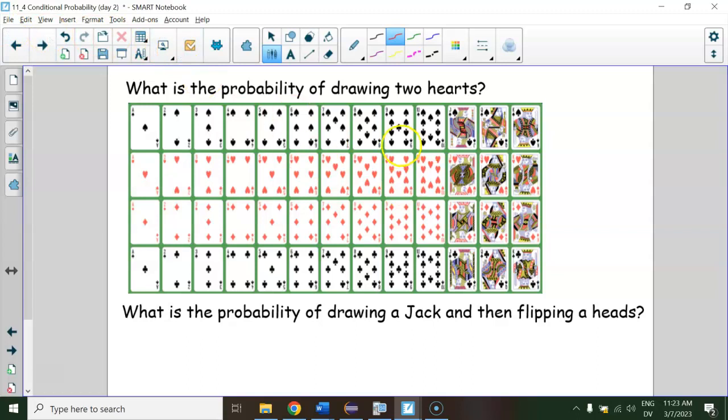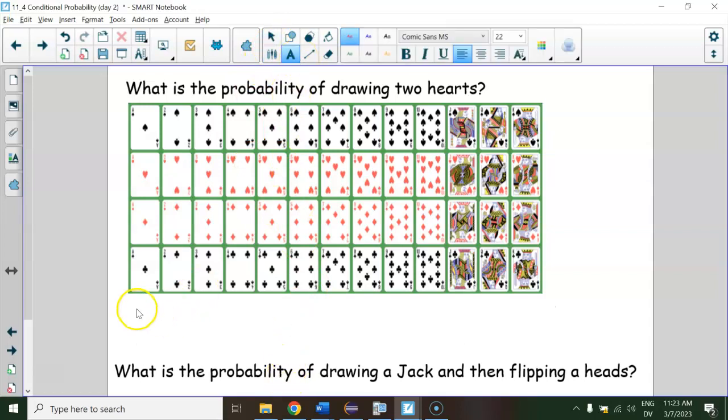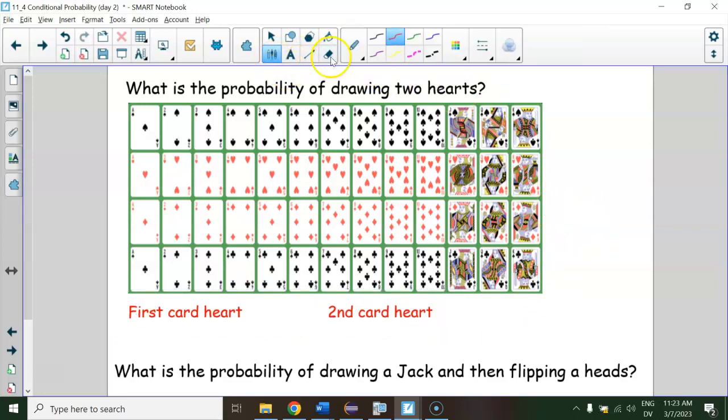So it's kind of a similar idea with two hearts, right? So your two events on this one, just to be 100% clear, would be first card heart, and then second card heart. Okay, and it's the same thing. This is actually going to be dependent, right? Because your first card being a heart is 13 out of 52 cards that are hearts, or 1/4. Okay, and then again, the second card being a heart would depend on if you got a heart on the first card or not. So if you did get a heart, then the next time around, there's only 12 hearts left out of 51 cards total.